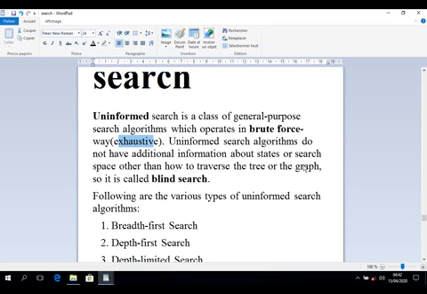Generally, there are two categories of such control strategies. What are the two categories? You have uninformed search and informed search. So these are the two categories: uninformed search and informed search. So what is the difference between the two?